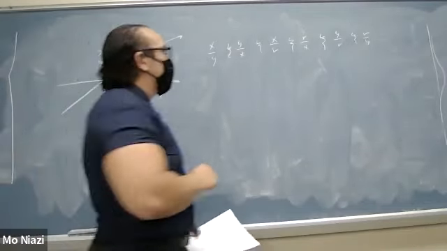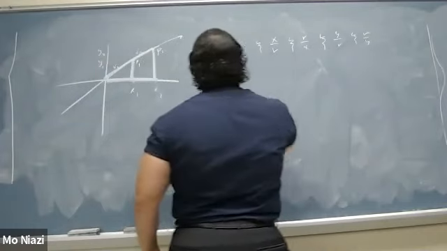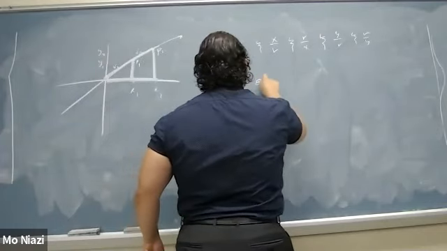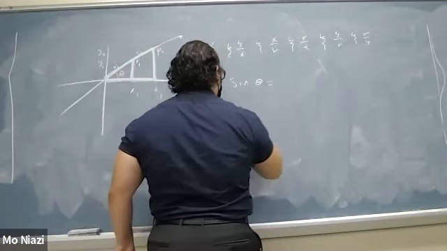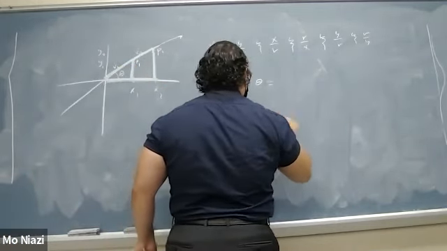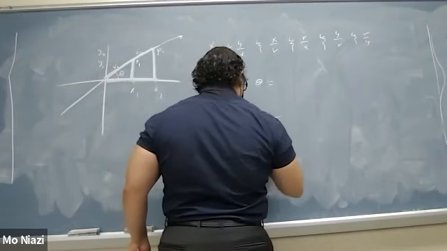And now we get to define our trigonometric functions. Sine of some angle theta. This is our angle theta. Cosine of our angle theta. Tangent of our angle theta.